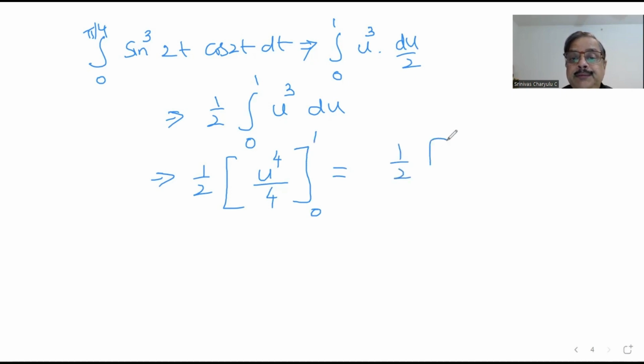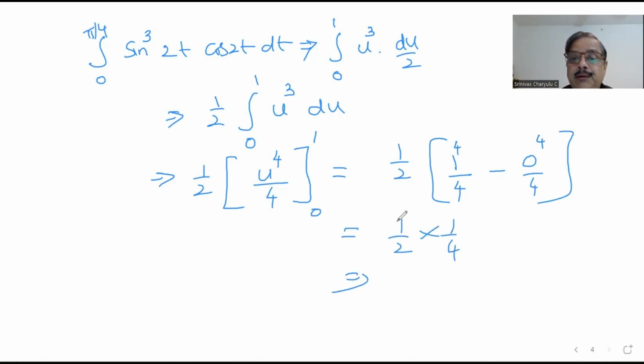So half into 1 to the power of 4 by 4 minus 0 to the power of 4 by 4. So this becomes 1 by 2 into 1 by 4. That means 1 by 8. So do remember, these are all very, very easy sums. But when you are doing the transformation of limits, you should apply your knowledge carefully.